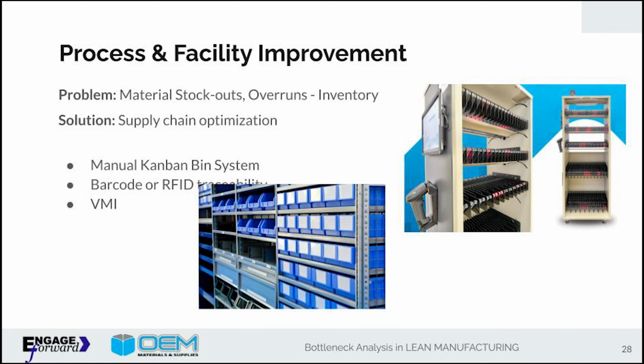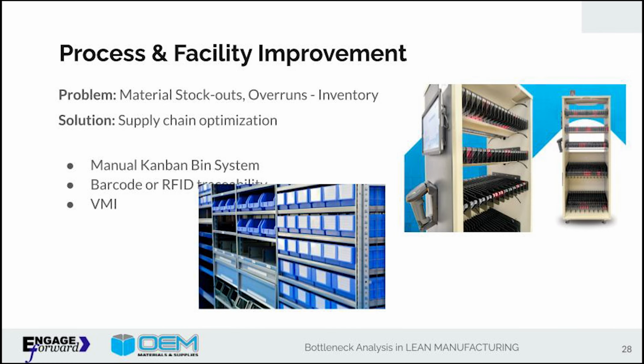Okay, and this is the last of my set of slides, and this is material handling. And the waste here is stockouts and overruns. And that is all part of the supply chain optimization. With our bins and racks, you can manually create a Kanban system. If you want something a little bit more sophisticated, you can go into barcode or RFID.